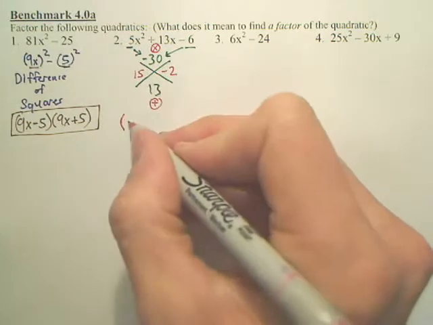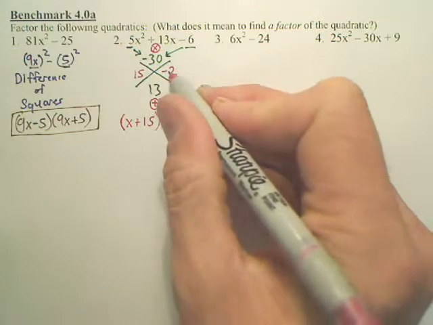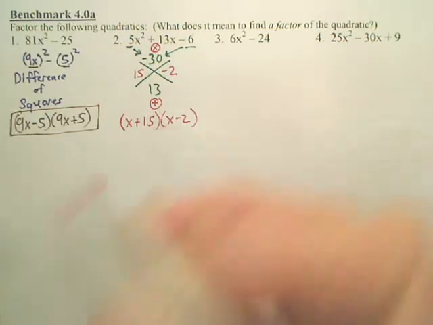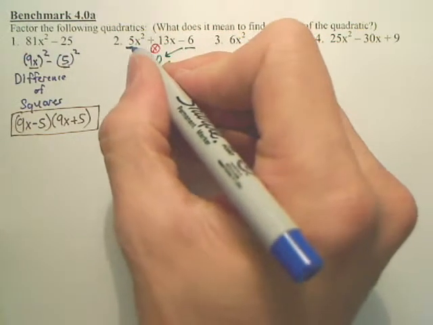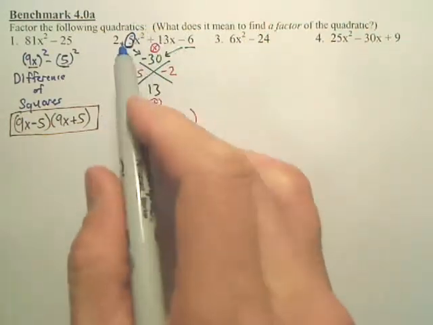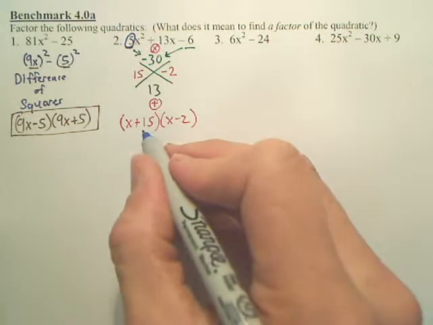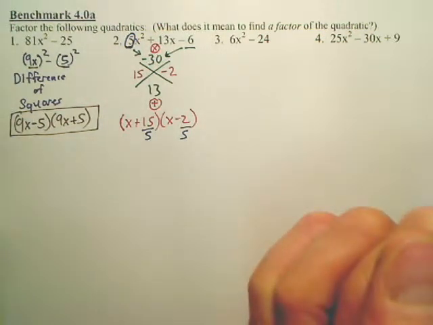So you take the 15, so it's x, that's a positive 15. And this one, that is a x and a minus 2. Some people are going to stop right there, and they're wrong. Because this 5 right here, you have to take that 5, you multiplied it in, you now need to divide it back out. And lots of people forget to divide it back out.